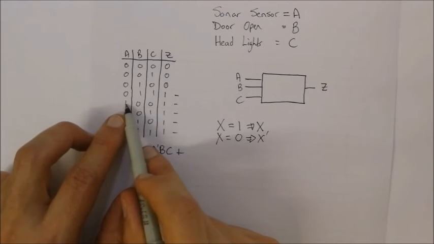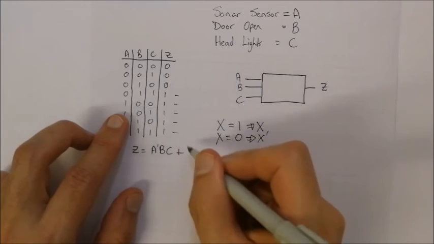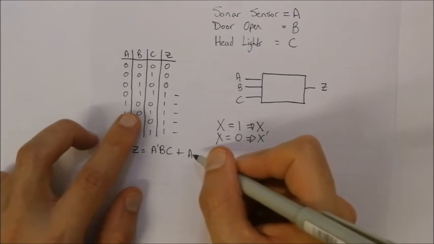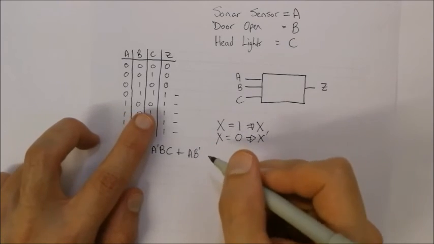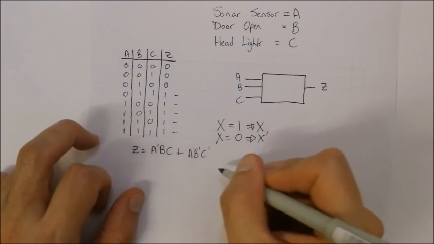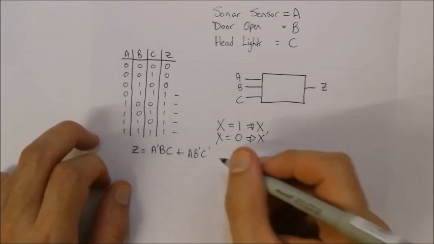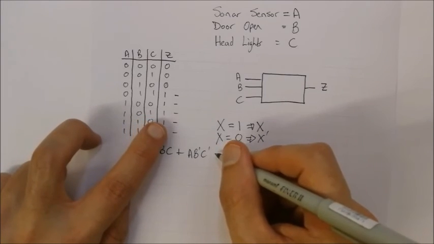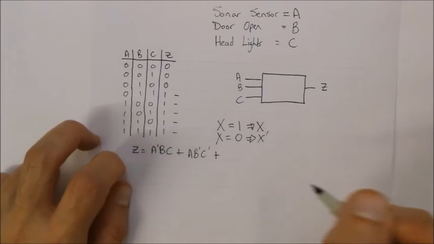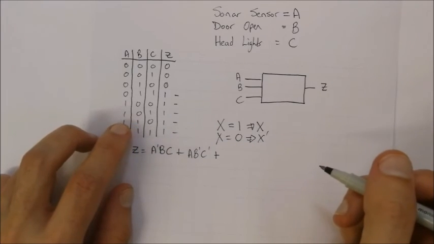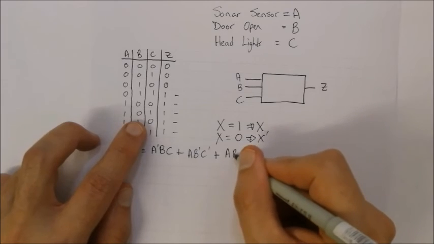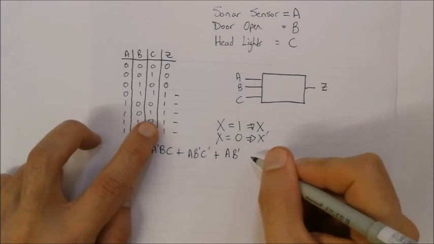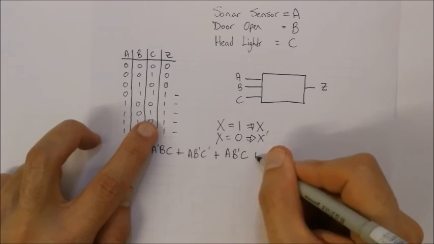So we look at the next one where Z is equal to 1. A is equal to 1 in this specific situation, so we just write A. B is equal to 0, so we write B naught. C is equal to 0, so we write C naught. Then we look at the next line where Z is equal to 1. Now A is equal to 1, so we write A. B is equal to 0, so we write B naught. And C is equal to 1, so we write C.